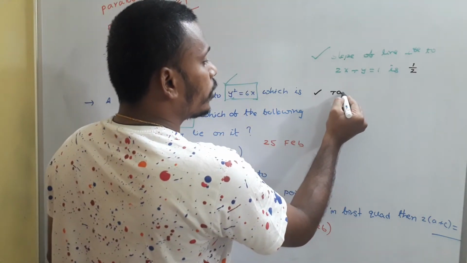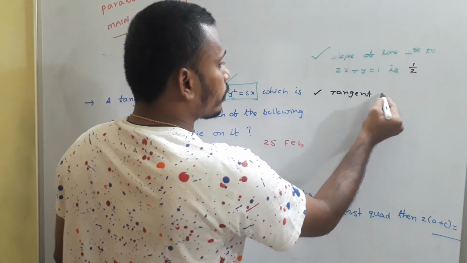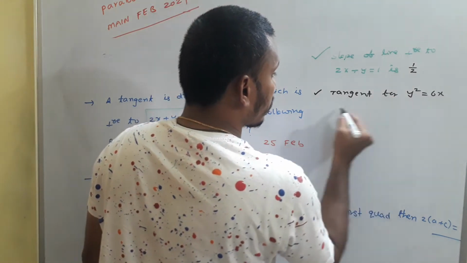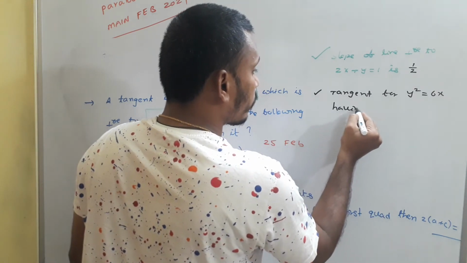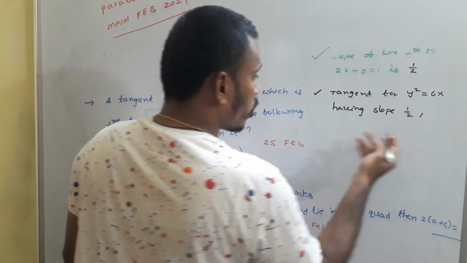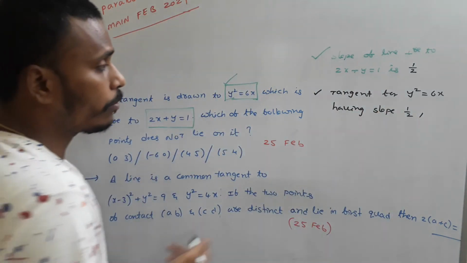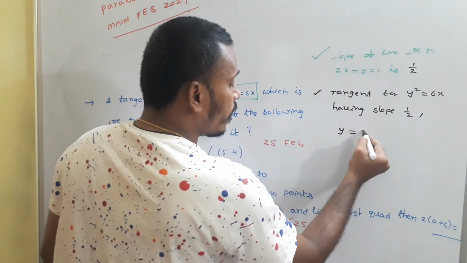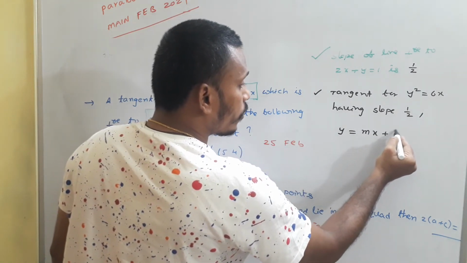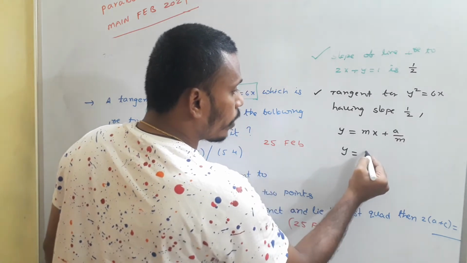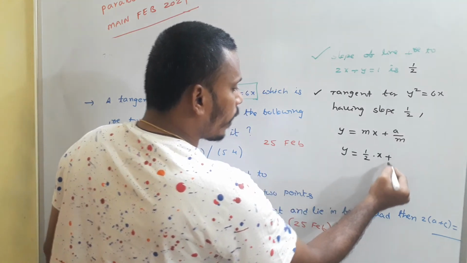Now the tangent for y square equals 6x having slope 1 by 2. We have already done many problems when the slope is known. What is the format? Since it is of the standard form y square equals 4ax, the general form of the tangent is y equals mx plus a by m. So y equals mx plus a by m, where m is 1 by 2. So 1 by 2 into x plus a by m.